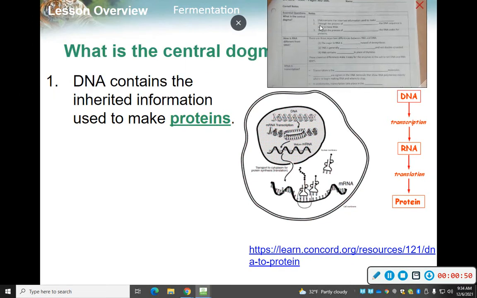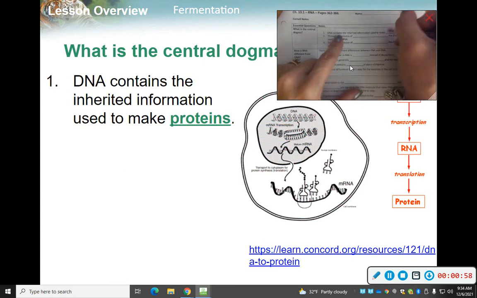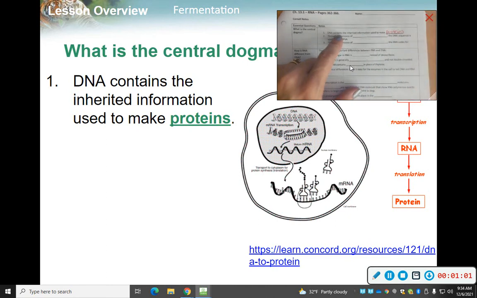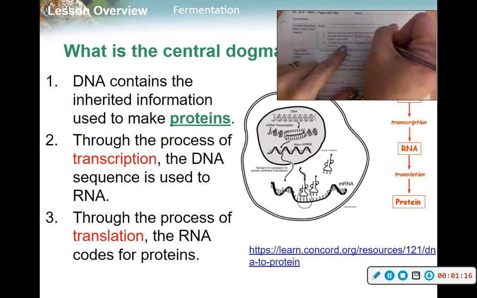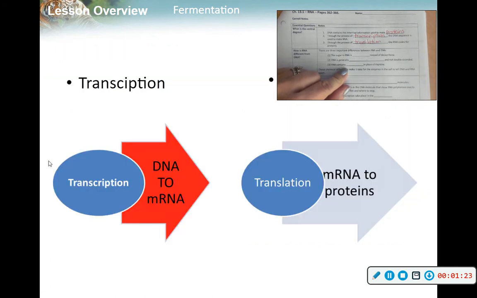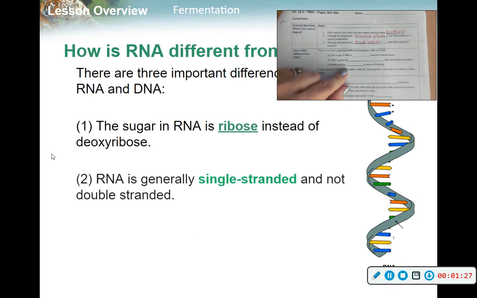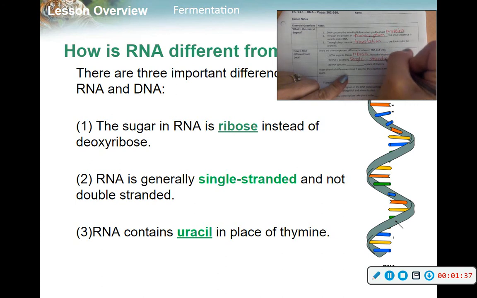So here is the central dogma. The most important thing about biology is understanding that DNA contains the inherited information used to make proteins. So that's the process we're going to go through today. There are two steps to making proteins. Transcription, where DNA is used to make RNA, and translation, where the RNA is decoded into amino acids to make proteins. So in order to do transcription and translation, you have to understand that RNA is a little different than DNA. Three big reasons: RNA sugar is called ribose, RNA is single-stranded instead of a double helix, and RNA contains uracil, there's U's instead of T's.